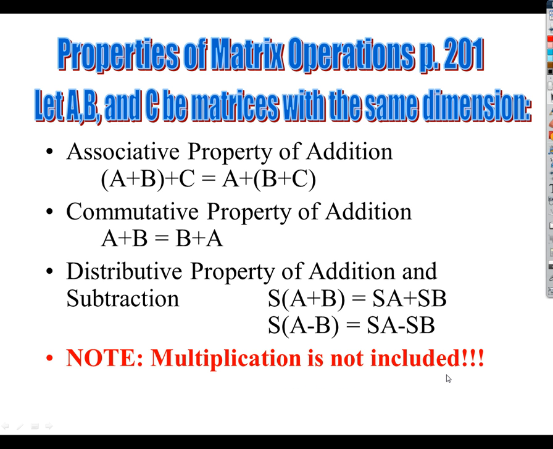We'll get some practice with that, but I want you to notice something here. We'll get to this later. Multiplication is not included. The properties of multiplication for real numbers do not apply to matrices. For example, the associative property of multiplication and commutative property don't work for matrices, because multiplication of matrices is just a little bit different.